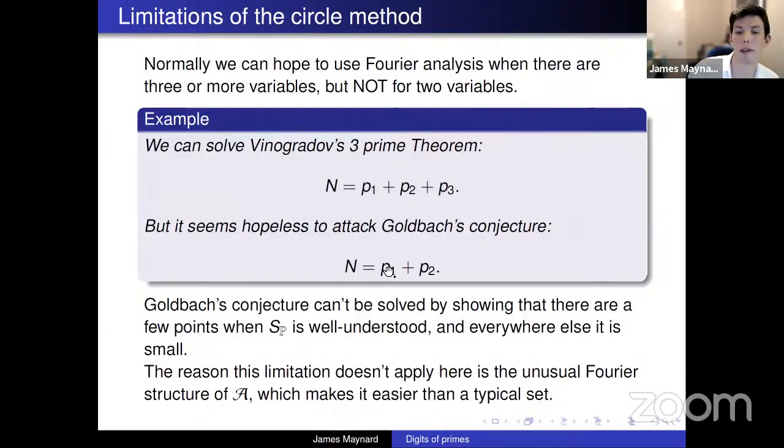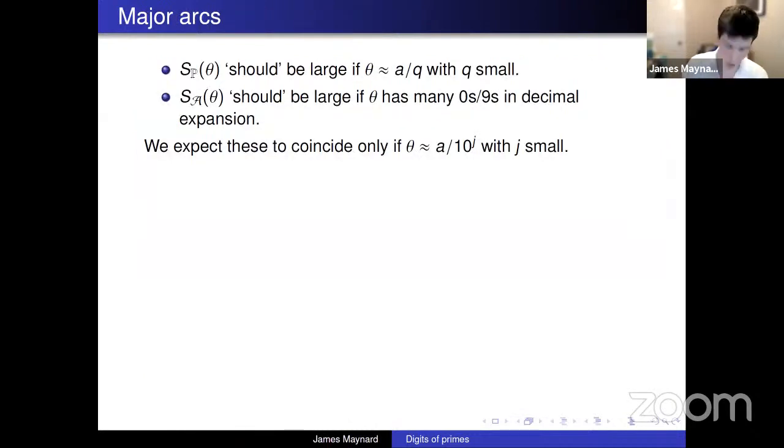So it's very, very specific to this set A of numbers with digital restrictions. But let's go back and think about how we have some expression for the number of primes with no 7s in their decimal expansion in terms of the Fourier transform. And in the spirit of the Hardy-Littlewood circle method, we feel that there should just be a few very structured frequencies where the Fourier transforms of the set of primes and the set of numbers with no 7s in their decimal expansion are large.